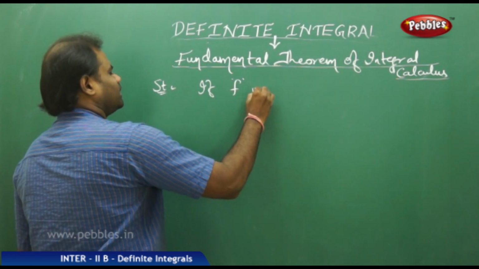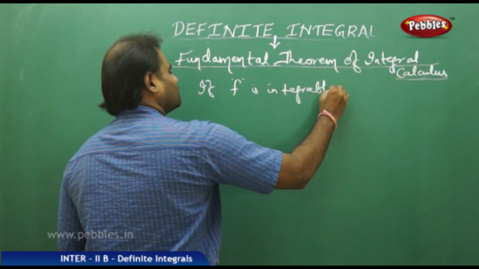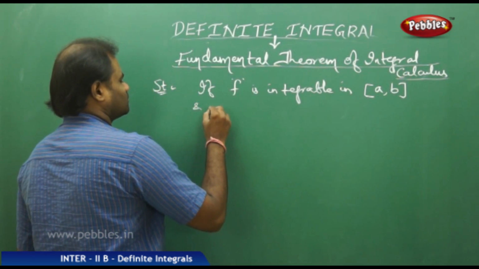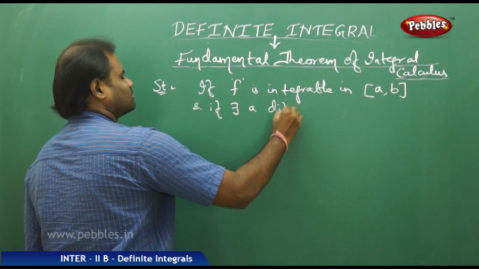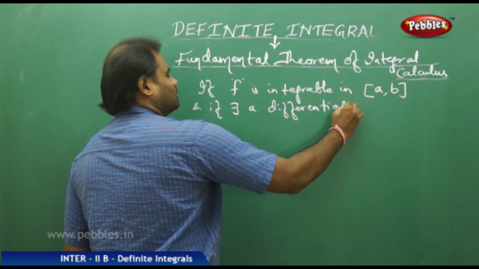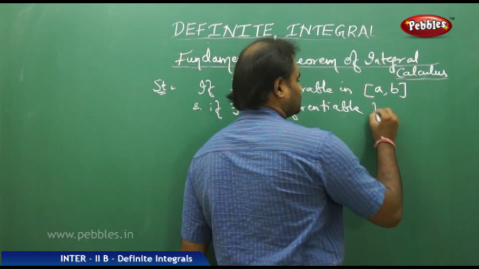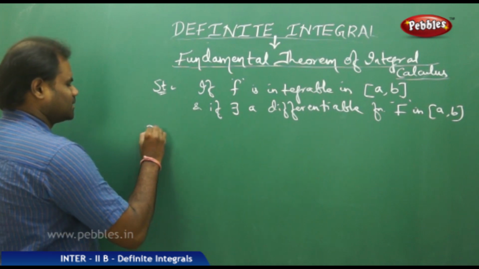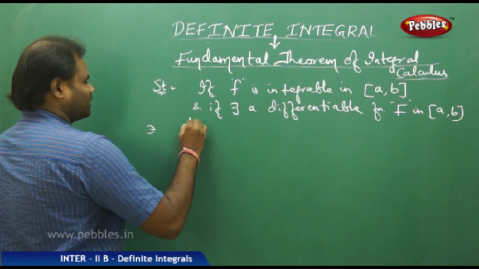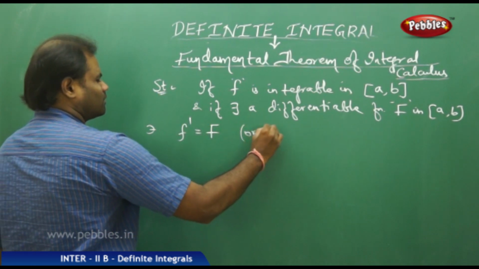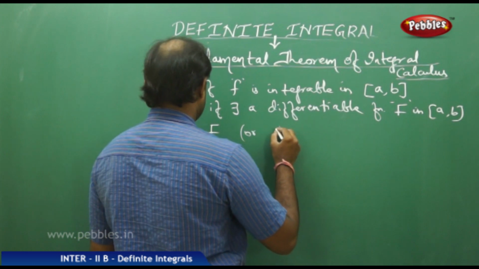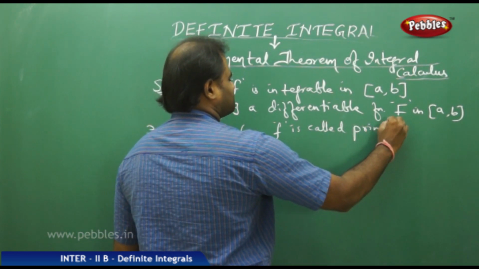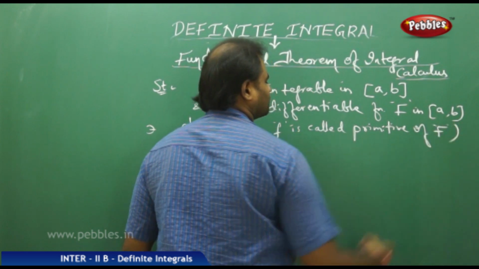If f is integrable in the closed interval [a, b], and if there exists a differentiable function F in the same closed interval [a, b] such that F dash is f, or f is called the primitive of capital F.